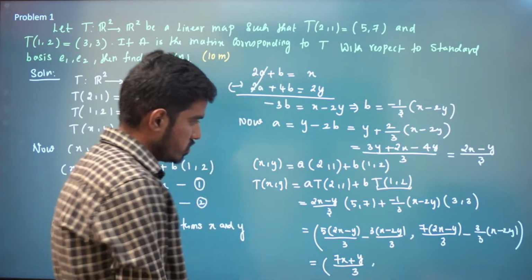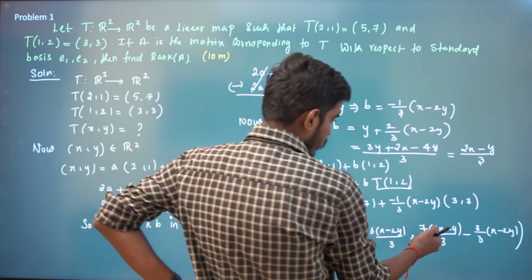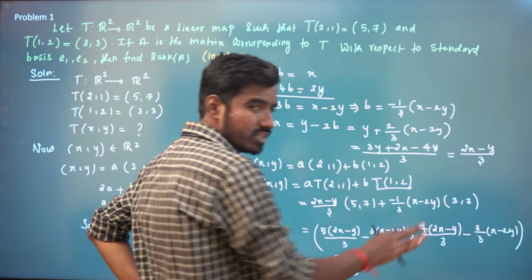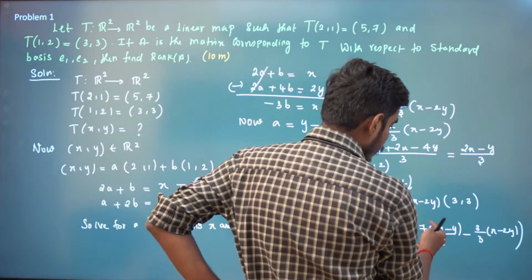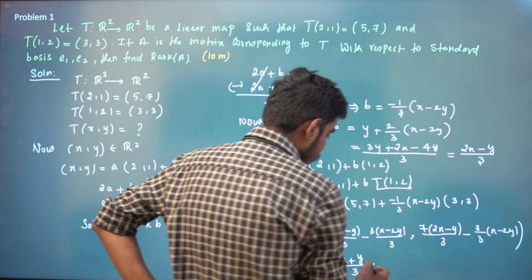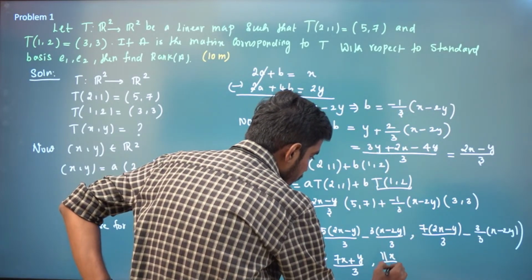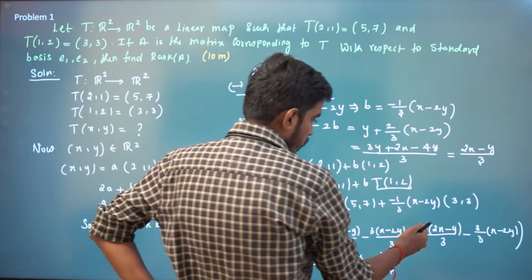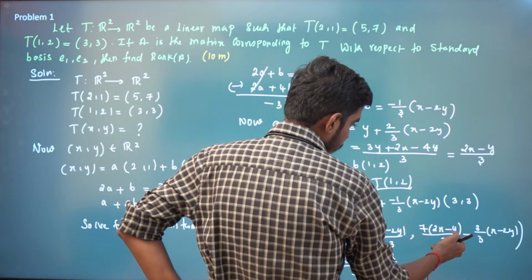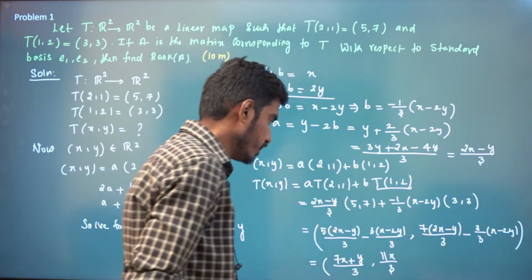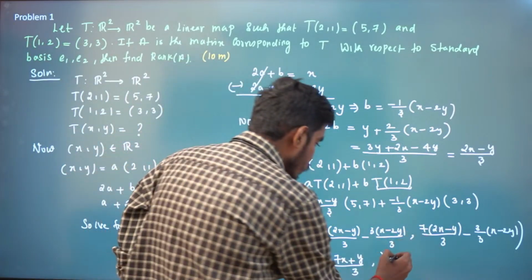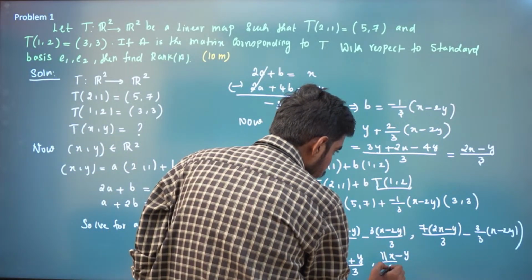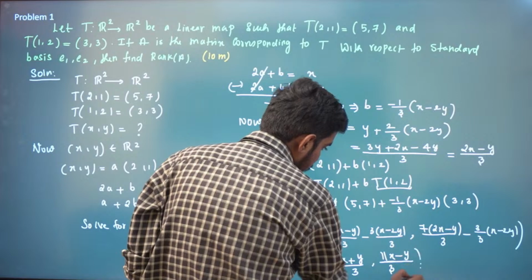comma, 7 2s are 14x, and you don't cancel this 3; it will be easy for us to calculate, or else we have to take the LCM. So 14x minus 3x is 11x by 3, minus 7y plus 6y is minus y, whole divided by 3.